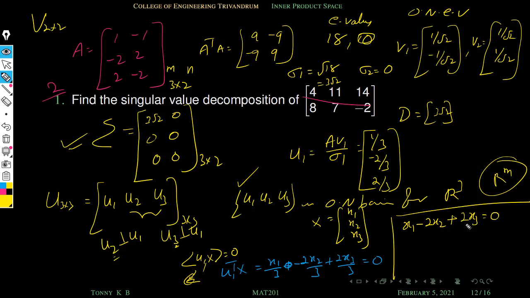So how many variables are arbitrary? What is the rank of this system? 1. What about the number of variables? 3. So 3 minus 1, that is 2, should be arbitrary. By substituting 2 arbitrary values, we get a collection of solutions.